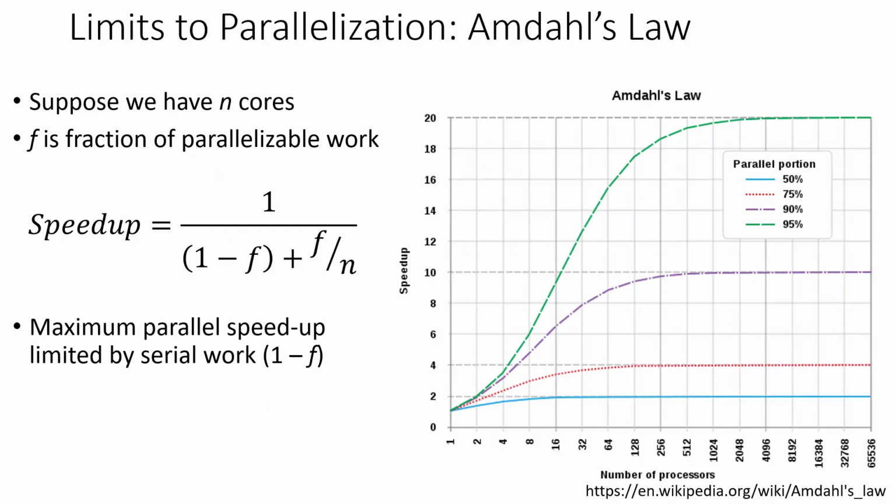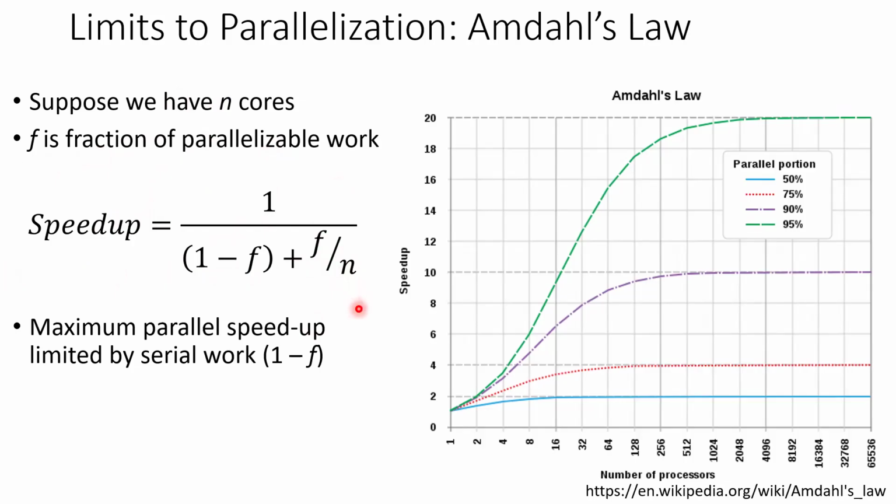So suppose we have n cores. F is the fraction of parallelizable work. You cannot just parallelize the entire program, right? You can just parallelize part of it. So F is the fraction of the program you're parallelizing. And the speedup, the maximum speedup, not the actual speedup, the maximum speedup you can get, is 1 over (1 minus F plus F over N).